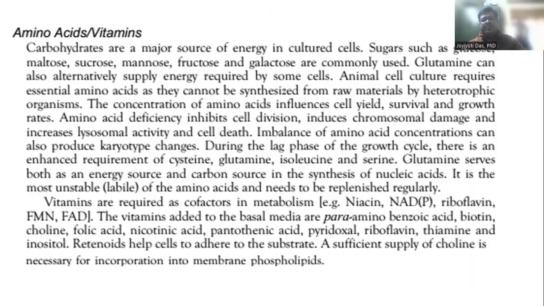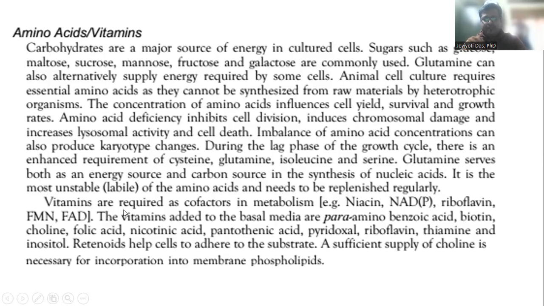These are excerpts taken from the book Culture of Animal Cells by R. Ian Freshney, wherein the role of the individual components are discussed. And we know that carbohydrates are the major source of energy in cultured cells. So sugars such as glucose, maltose, sucrose, mannose, fructose, and galactose are commonly used. Glutamine can also provide energy alternatively to some cells. Animal cell culture requires essential amino acids as they cannot be synthesized from raw materials by heterotrophic organisms. So you need to provide amino acids to your cell culture system.